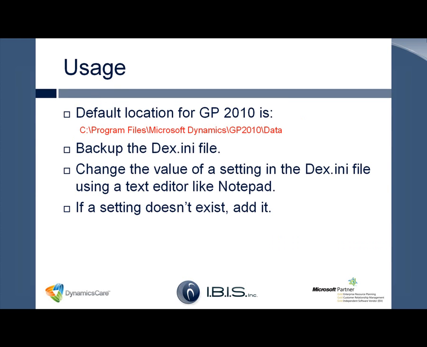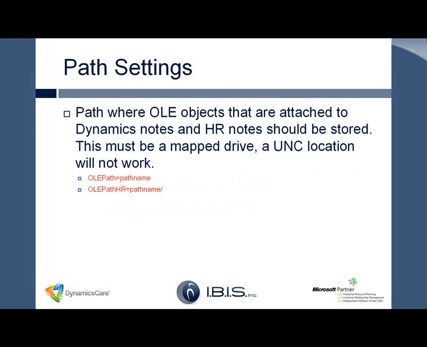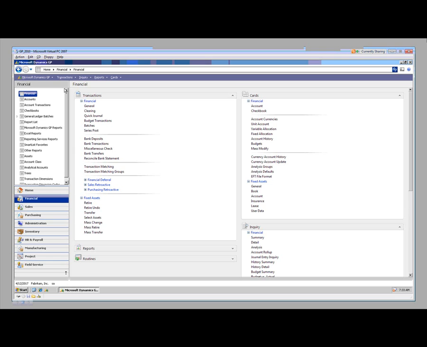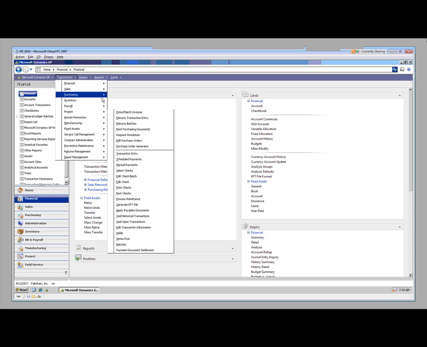All right, so let's talk about some of these settings, because that's really the deep dive here. What are the kinds of things you can set in the DEX.ini file, and then we'll dig into some really cool ways to manage it. So one thing that's in a lot of these are path settings. For example, the path where the OLE objects that are attached to Dynamics GP notes are stored. So here in Dynamics GP, if I'm working in a transaction, I've got a notes field.